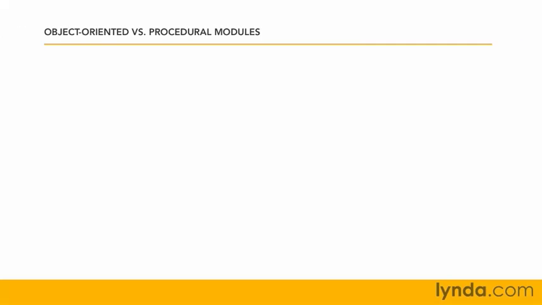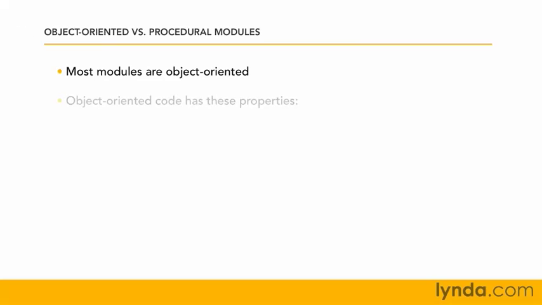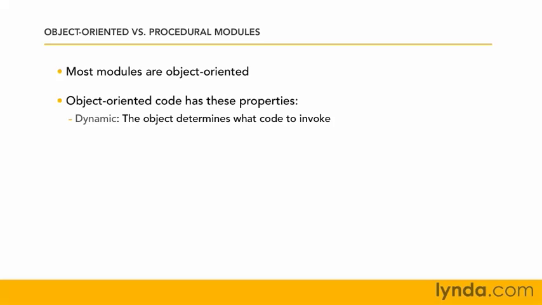Perl modules can be either object-oriented or procedural, or in some cases they can be both. Most modules today are object-oriented. Object-oriented code has these properties. Object-oriented code is dynamic. That means that the object determines what code to invoke, not the caller.